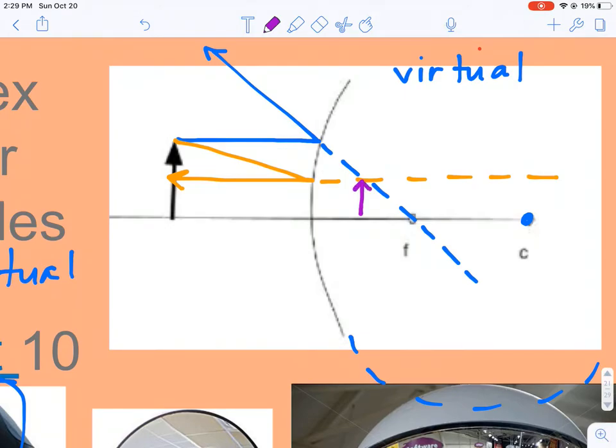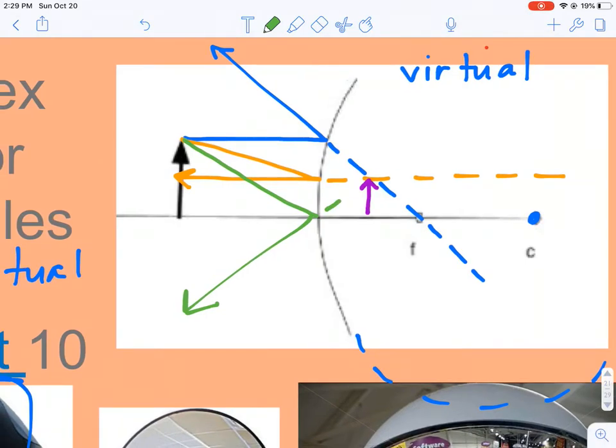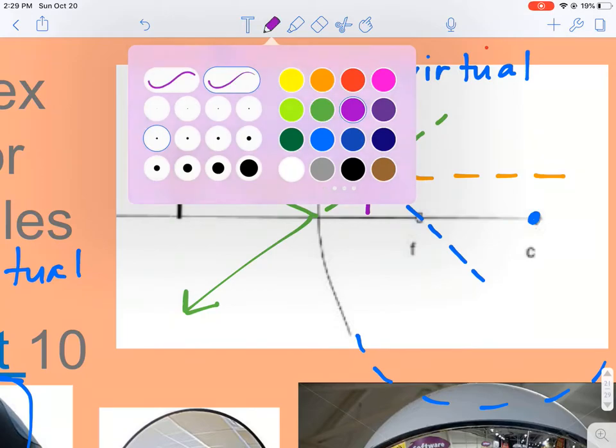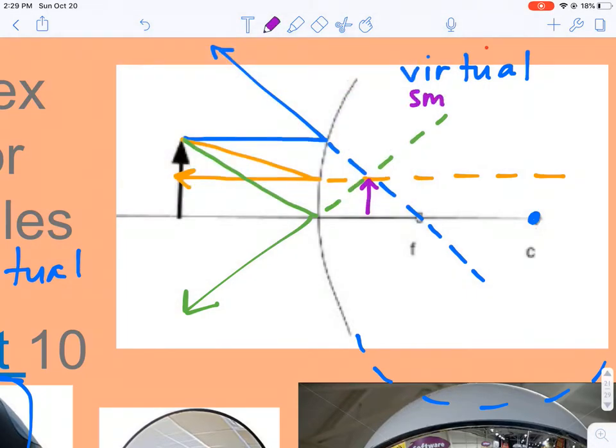Now, if you wanted to do that third line, again, you always can. Reflected ray, trace back only the reflected ray. And there you can see the purple little image. So we'd call that image virtual, we'd call it smaller, and we'd call it upright. And check yourself: with convex mirrors, they should always be virtual, always be smaller, and always be upright.